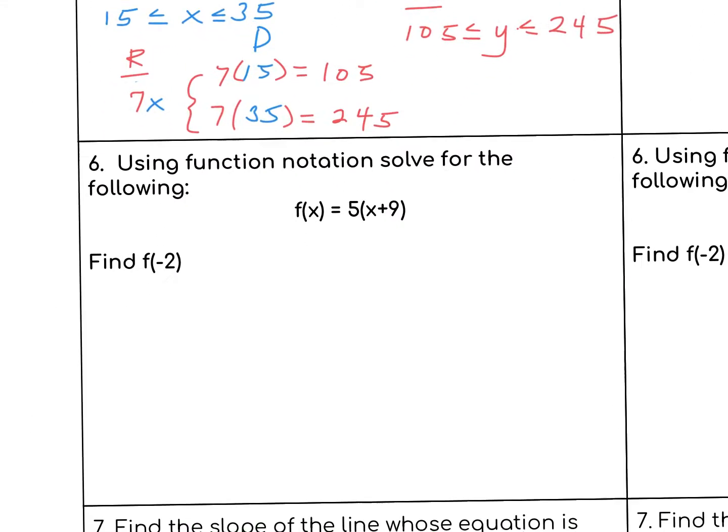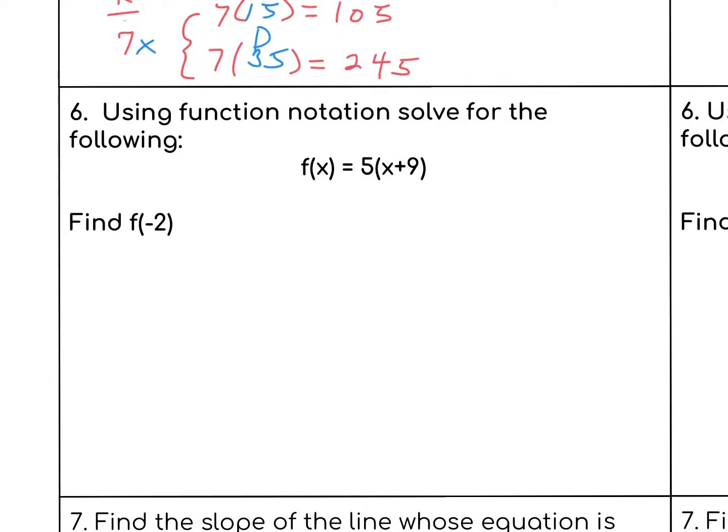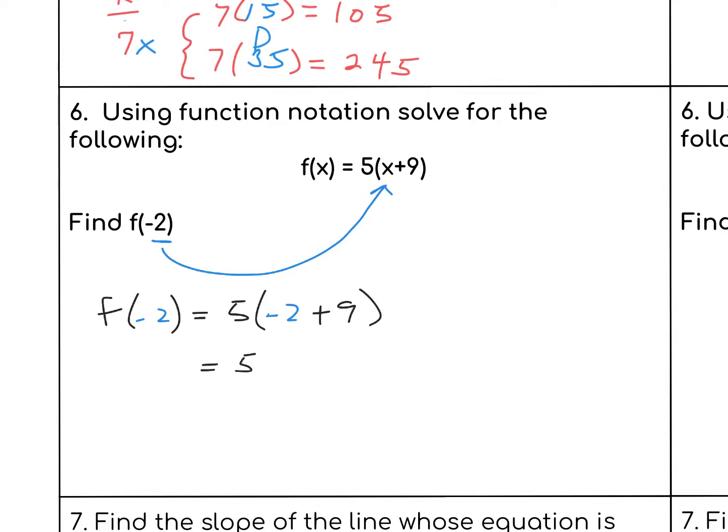Okay, going on to number 6. Using function notation, solve for the following. If f of x equals 5x plus 9, find f of negative 2. So right here, f of negative 2 means I replace negative 2 for every x that I see. So f of negative 2 is equal to 5 times negative 2 plus 9. If I do the math inside the parentheses first, I get 5 times 7 now, which will give me 35. So f of negative 2 is 35.